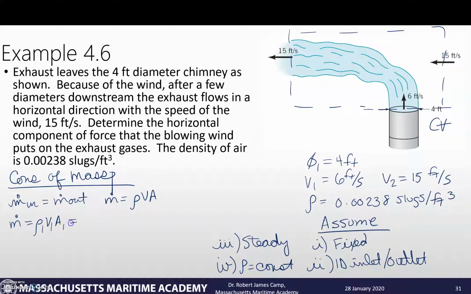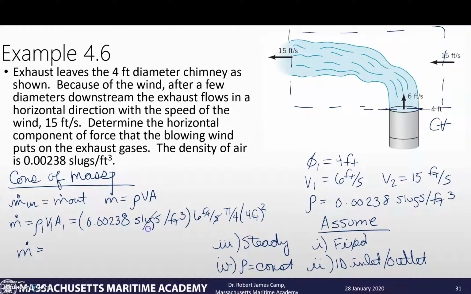So let's plug the numbers in. 0.0238 slugs per cubic foot. There's my density. My velocity at point 1 is coming in at 6 feet per second. My area at point 1 is pi over 4, and it's 4 feet diameter, so 4 feet squared. So as I look at my units, I've got slugs, foot cubed, foot per second, foot squared.